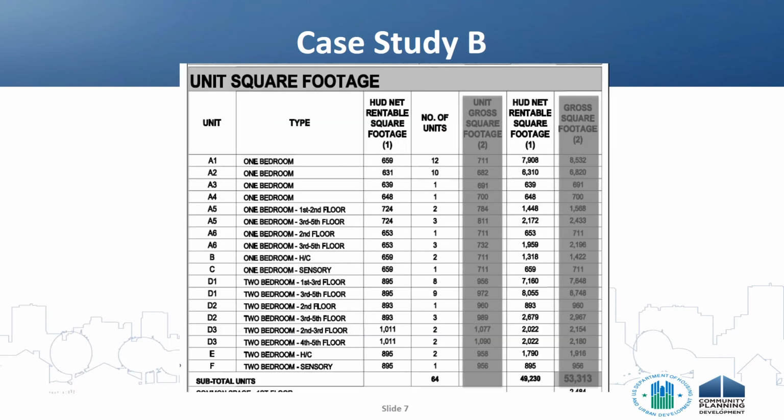So let's look at another case study, labeled Case B. Here again we have a mix of one and two-bedroom units, but the architect has broken them out into more subtypes. Before going any further, I want to point out one quick thing. In this summary table, the architect has identified the gross square footage, which we've grayed out, and the net square footage, which they labeled the HUD net rentable square footage, which is based on the methodology for FHA multifamily programs.